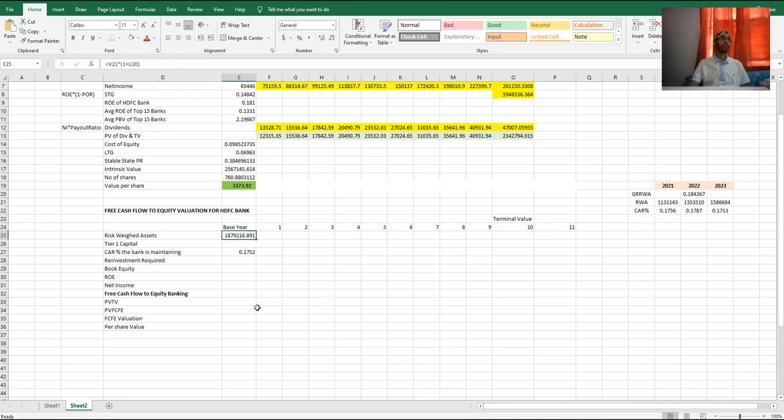Now we have the base year risk-weighted assets, right? This is basically the proxy for the loan book expansion that we are talking about in the theory part. This is actually used in our calculation. Now base year multiplied by the growth rate, 1 plus 0.184367.